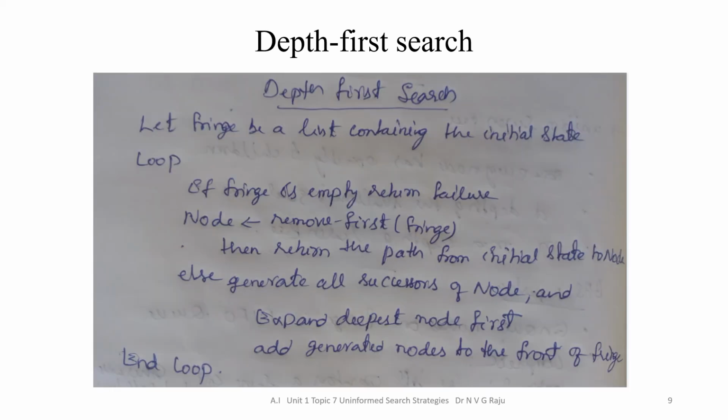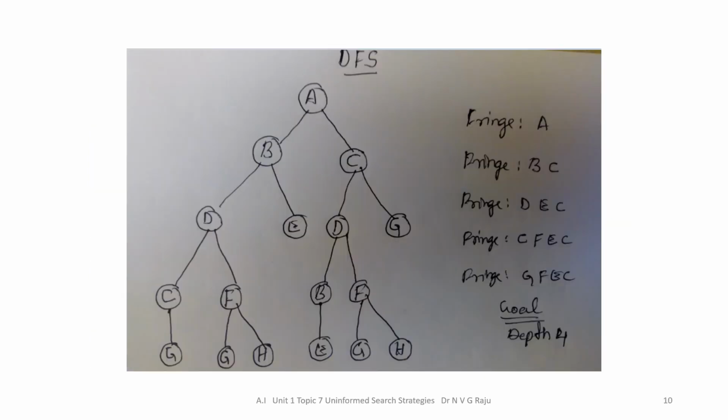The algorithm for DFS is exactly the same as our basic search algorithm, but the only change is expanding the deepest node first and adding all the generated nodes to the front of fringe. This statement is changed. Remaining statements are common with the basic search algorithm. Let us discuss an example with the DFS algorithm.